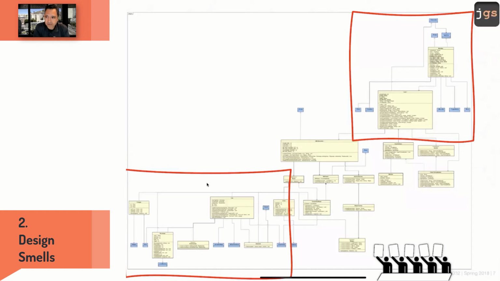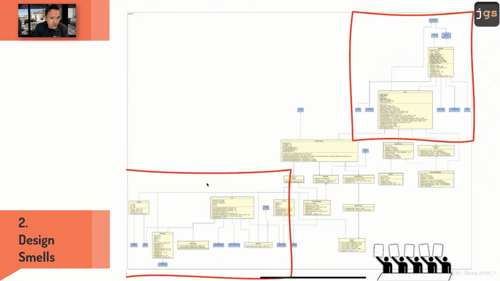Here are some diagrams from your previous assignment, some diagrams that some of you submitted, and I want to ask for your help with the grading. I want to ask you, are these diagrams good, or is there something there that maybe smells, right? Something that does not look good.